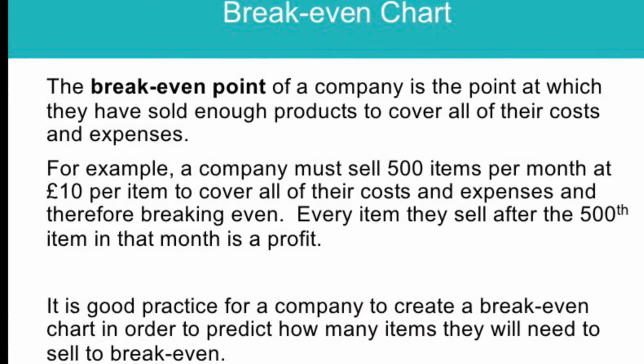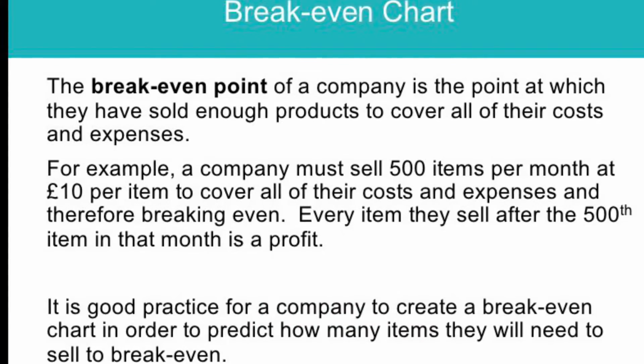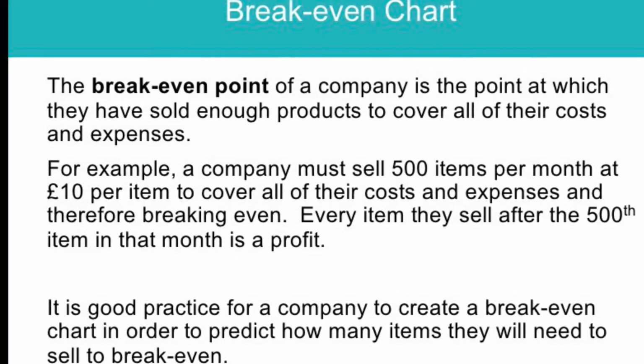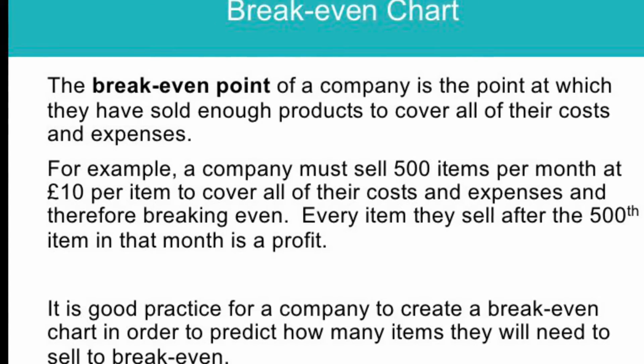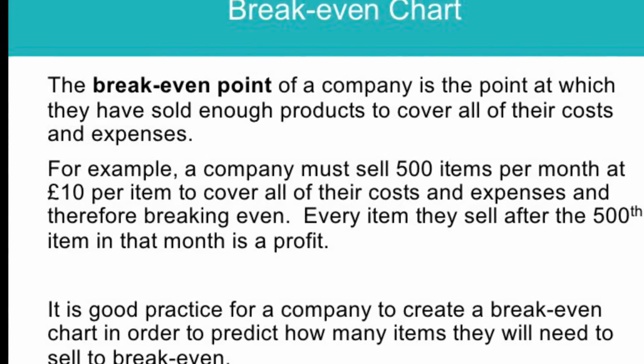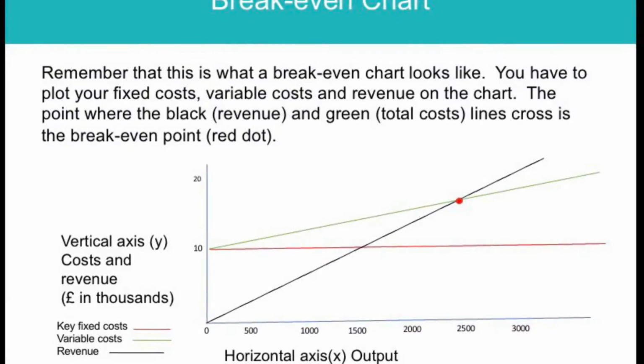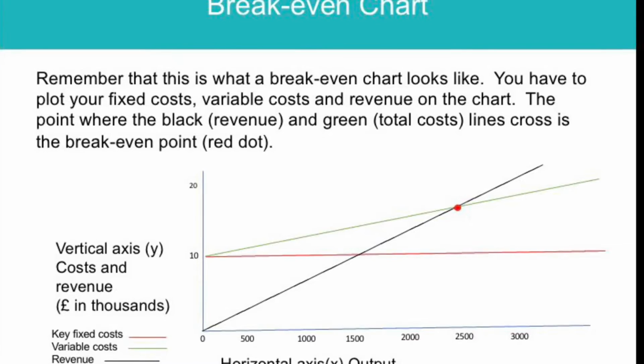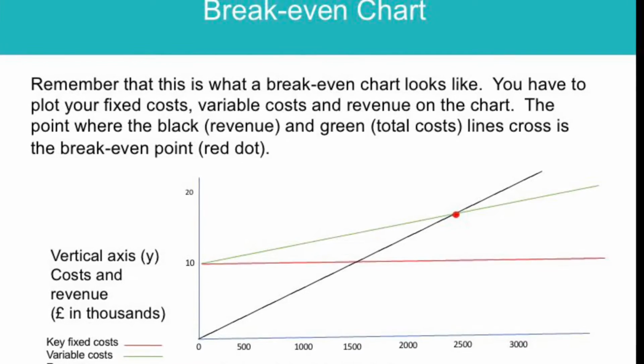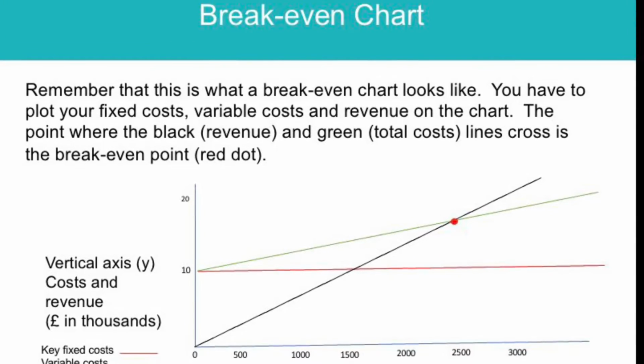For example, a company must sell 500 items per month at £10 per item to cover all of their costs and expenses, and therefore breaking even. Every item they sell after their 500th item in that month is counted as profit. Remember that this is what a break-even chart looks like. You need to be able to draw one in the exam and label it.